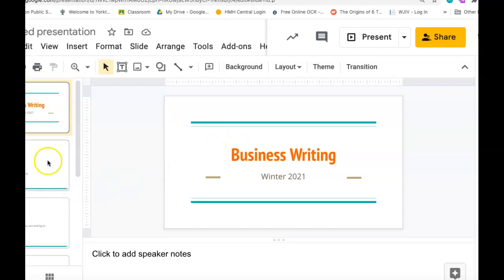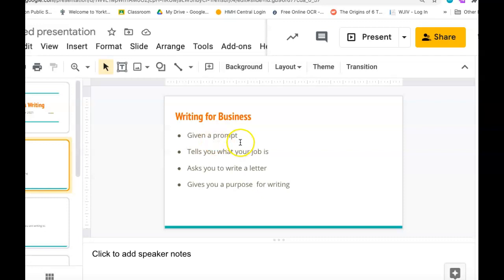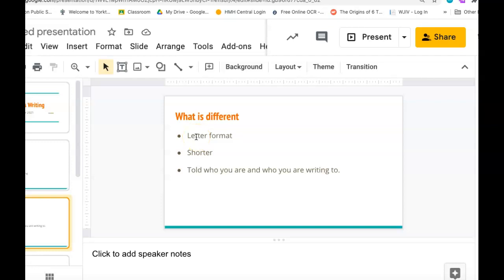So writing for business, you're still going to be given a prompt just like for the essays. It's going to tell you what your job is. So you're always going to have a job somewhere in the prompt, and it's usually going to ask you to write a letter, and it's going to give you a purpose for writing the letter and a person you're writing to. So what's different from the essay?